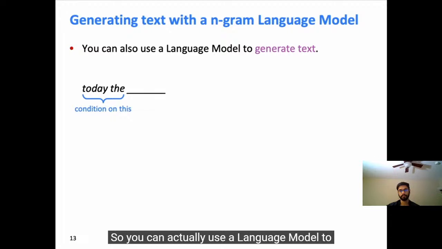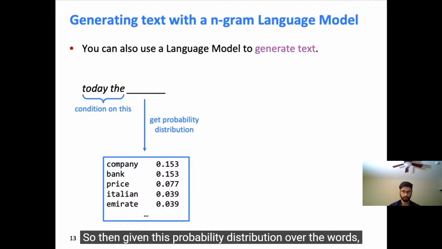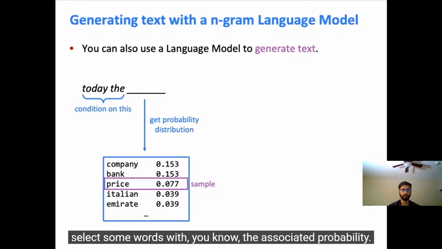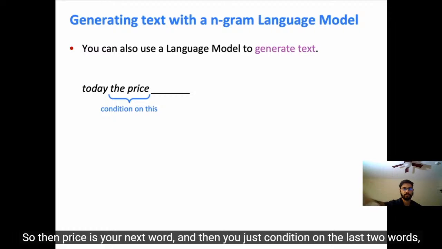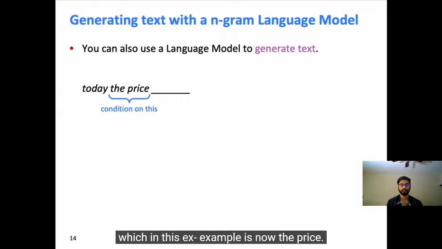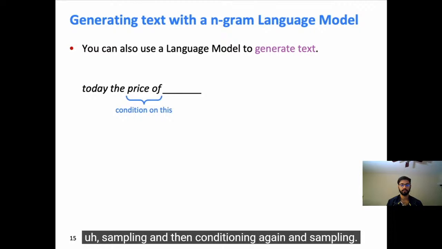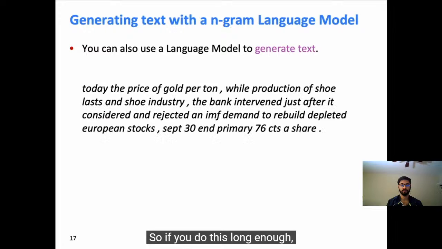You can actually use a language model to generate text, and this is how you would do it. Let's suppose you have your first two words already. You condition on this and you ask your language model what's likely to come next. Given this probability distribution over the words, you can sample from it, that is, select some word with the associated probability. Let's suppose that gives us the word "price". Then "price" is your next word, and then you just condition on the last two words, which in this example is now "the price". Now you get a new probability distribution, and you can continue this process, sampling, and then conditioning again and sampling.